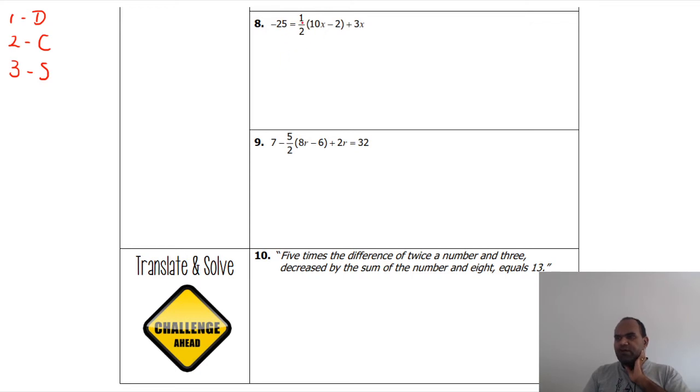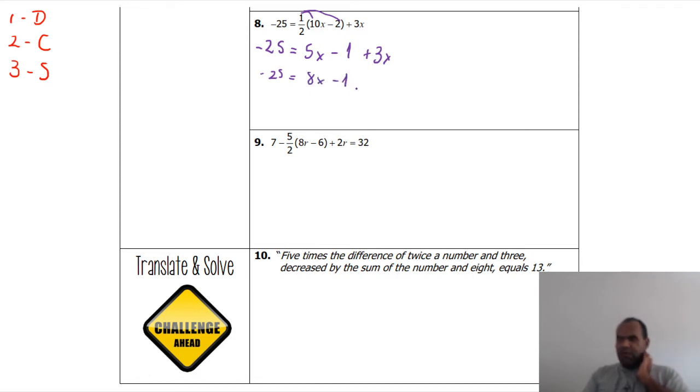Yes, it's necessary, this first one. I have a parenthesis here. Just repeat it here. I change the color. Let's go to purple. Negative 25 equals, and a half times 10x, a half of 10 is 5x. And a half of negative 2 is just negative 1, plus 3x. Right now, done distributing. Let's combine like terms. Negative 25 equals 5x plus 3x, which equals 8x.